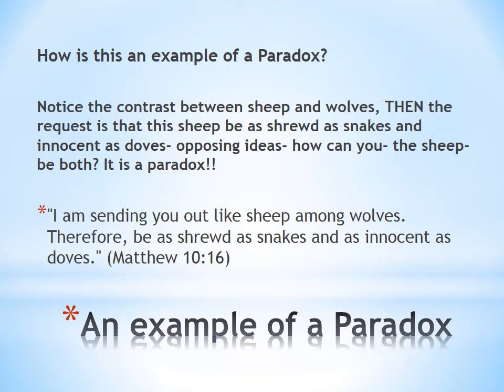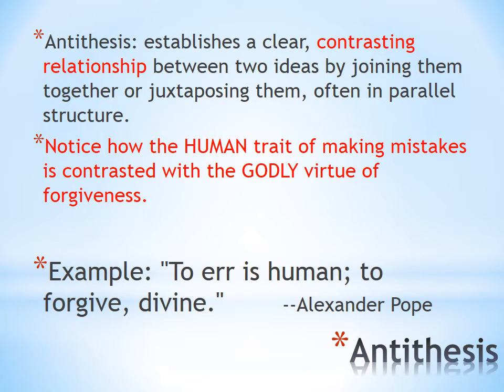How is this another example of a paradox? Well, this is from Matthew in the Bible. It says, I'm sending you out like sheep among wolves. Therefore be as shrewd as snakes and as innocent as doves. Well, sheep can't be like a snake, and it can't be as innocent. So one of the things happening here is we're saying be a sheep, but in the next breath be shrewd, yet appear to be innocent. These are oppositions or opposing ideas. It's a paradox.